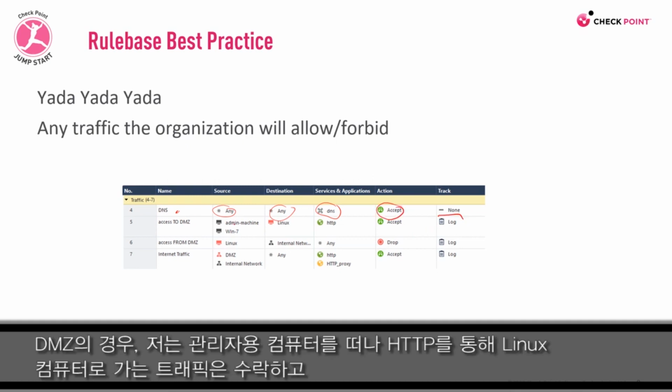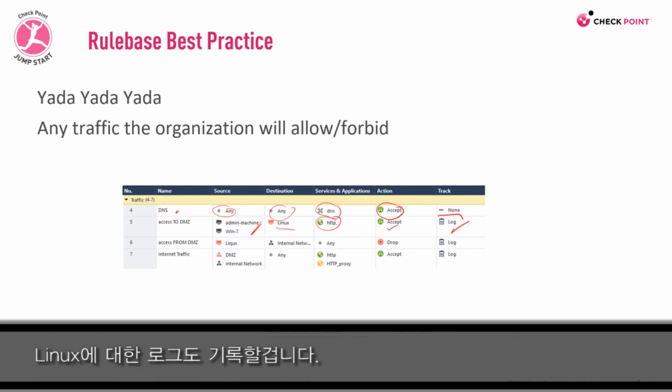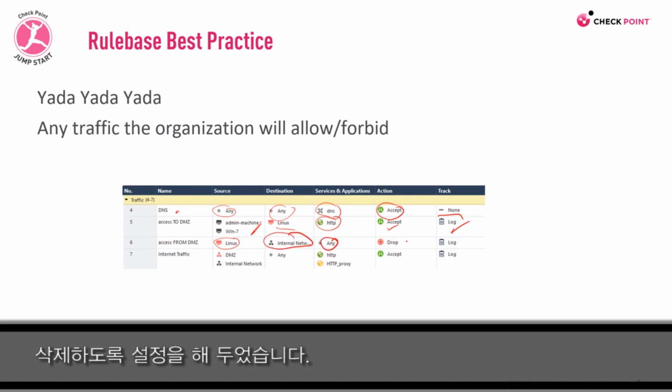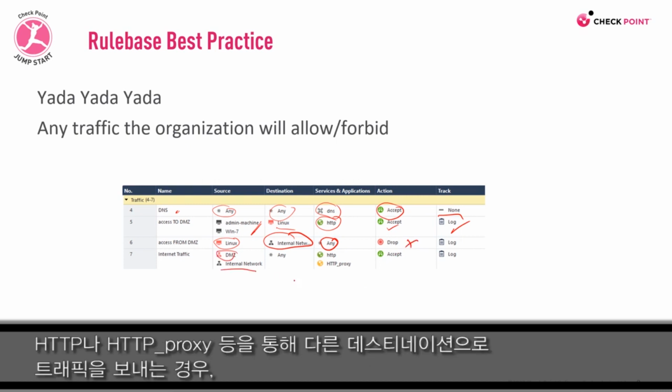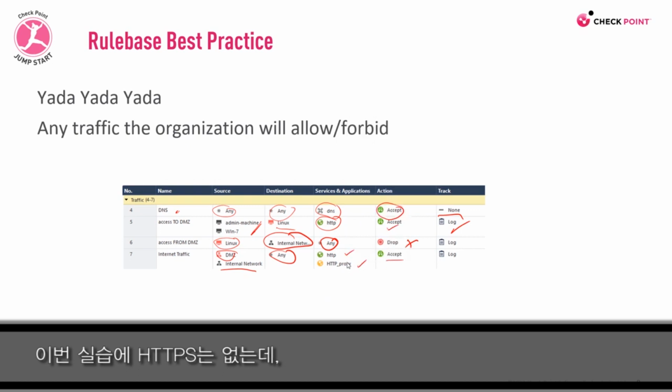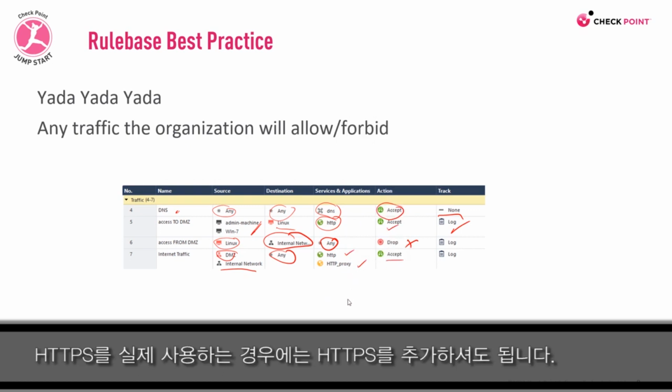If I have a DMZ, I can say that my PCs can access this Linux box over HTTP, accept, and of course keep track. If the Linux machine from the DMZ tries to access my internal network on any service, I'm going to drop it. And finally, I can say that the DMZ and my internal network can access any other destination over HTTP proxy. I can accept it, no problem. In this case, I don't have HTTPS. Maybe all of my services are HTTP, but this is just this use case.